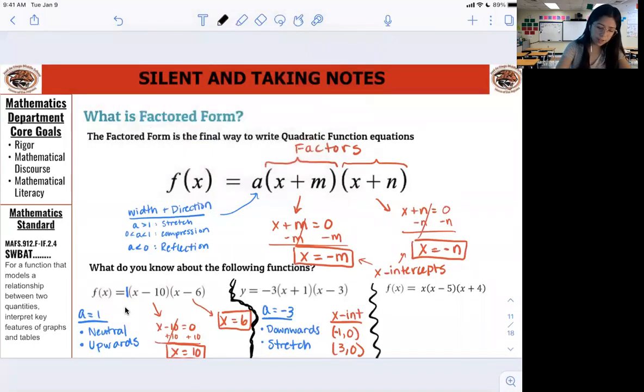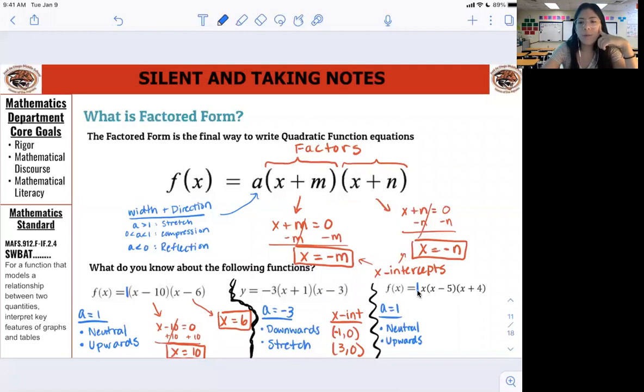And then finally, this one's a little bit trickier, so I want everyone to take a look at number 3. What's a little different about number 3? Number 3 is 1x. There's a 1. So what's the value of A? This is not a trick question. Remember, A is going to be just a number. And what's the number in the front? 1. Yeah, A is 1. So it's neutral. It's upwards.